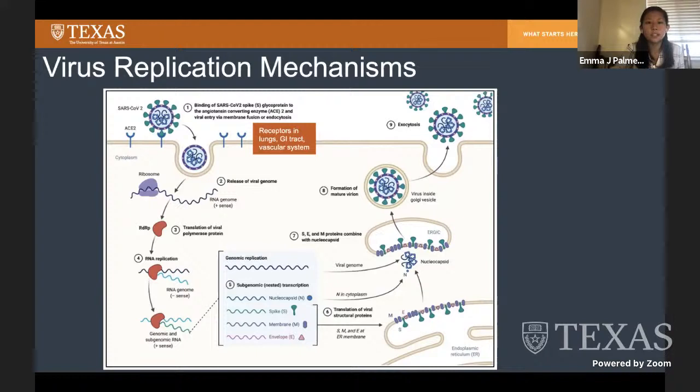And something of interest to us as people who study wastewater is that these receptors exist in our GI tract, which really enables us to track this virus and the shedding of it through our waste.